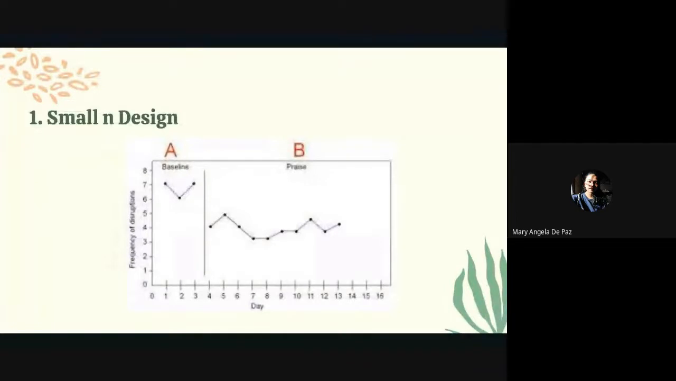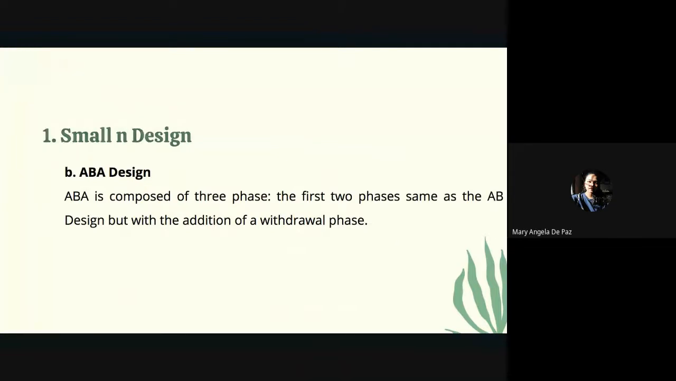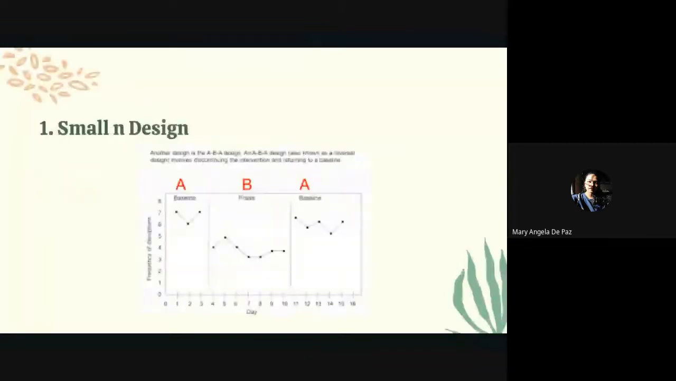Okay, for the next slide, for ABA design, ABA design is composed of three phases. The first two phases are the same as the AB design, but with the addition of a withdrawal phase. So as you can see here in the next slide, we have an example. After the baseline, we will have the treatment phase and then another baseline where the treatment will then be removed.